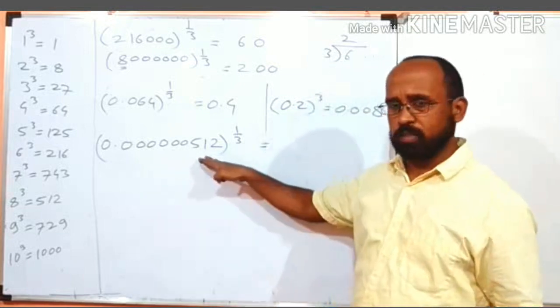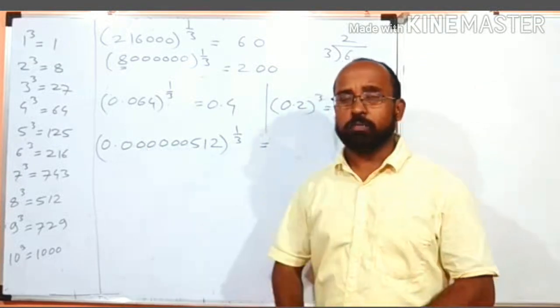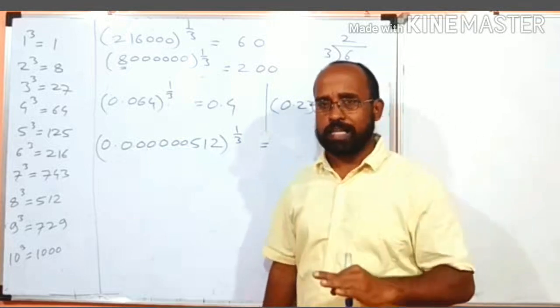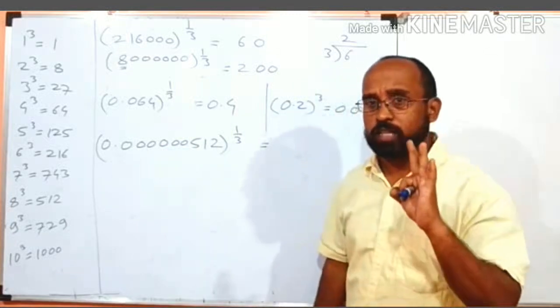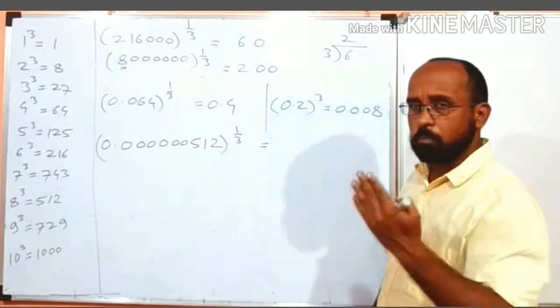Here, how many decimal digits are there? 1, 2, 3, 4, 5, 6, 7, 8, 9. So decimal digits will get one-third. One-third of 9 means 9 divided by 3. The answer is 3. So in your answer there will be 3 decimal digits. Done. Now what is the decimal number?